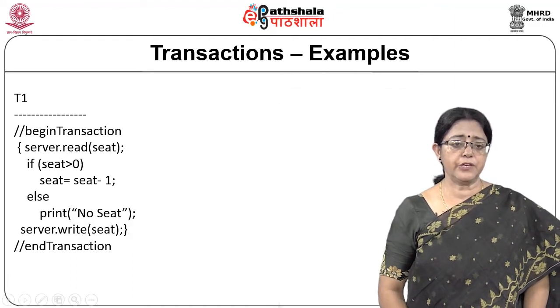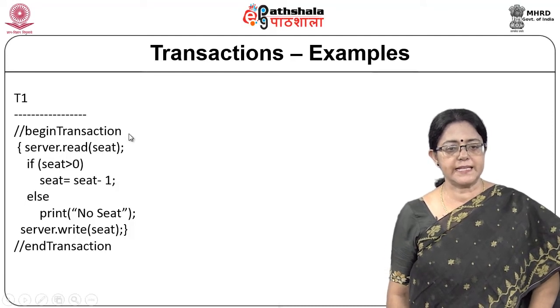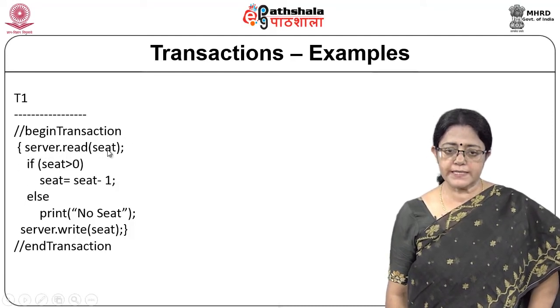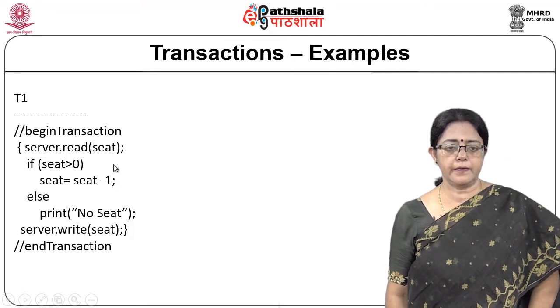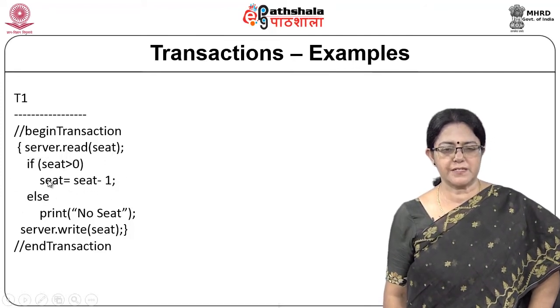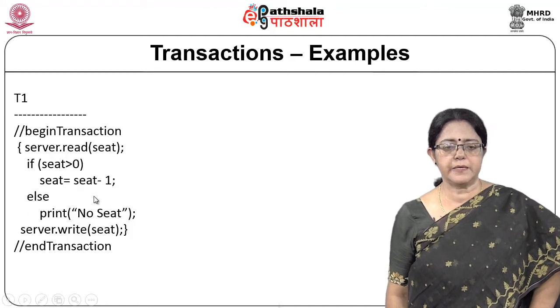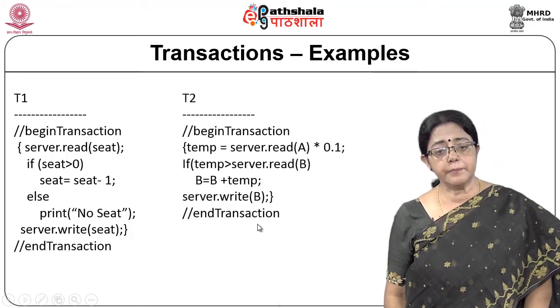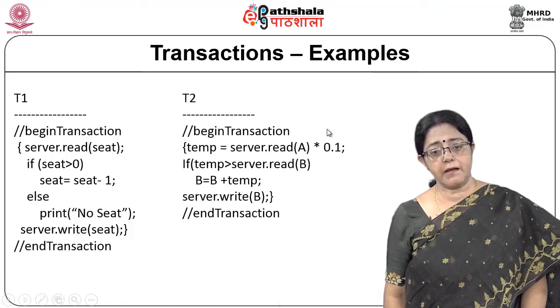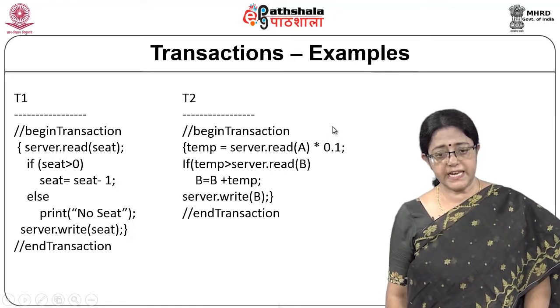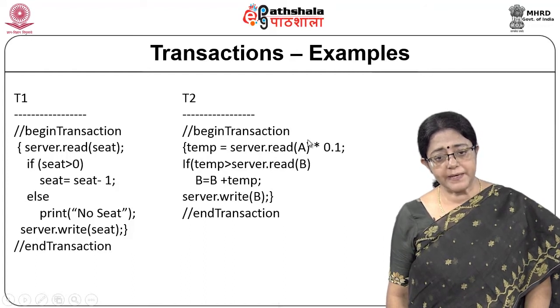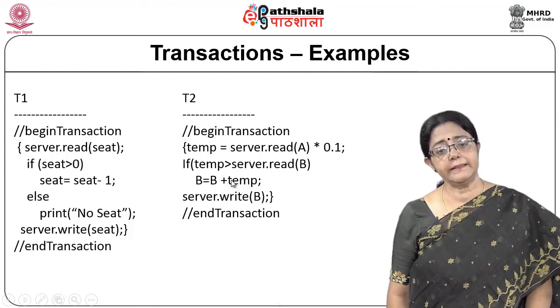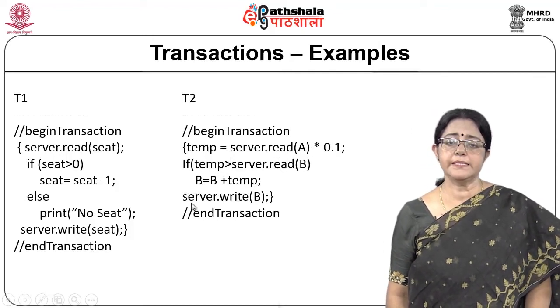T1 is a transaction. If we look at it, we see that there is a server read, so the data comes from the server, and then there is an if statement which increments or decrements the value of the seat, or it prints something. In case there is a change, it writes back. Another example is where there is a read, and after reading, the data is changed, and based on this change, another read and another change happen, and the value goes back to the server.